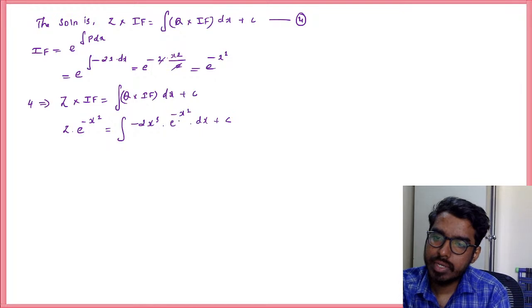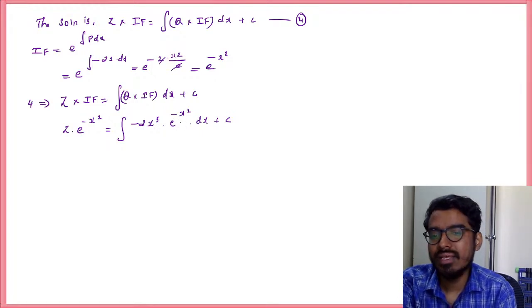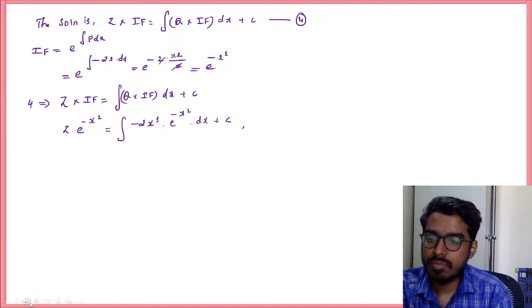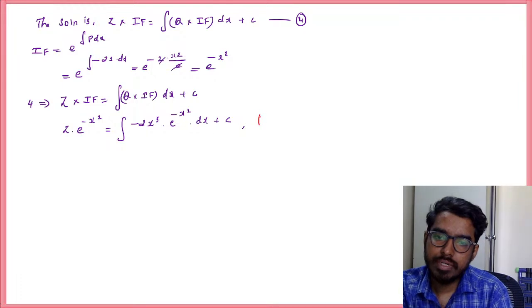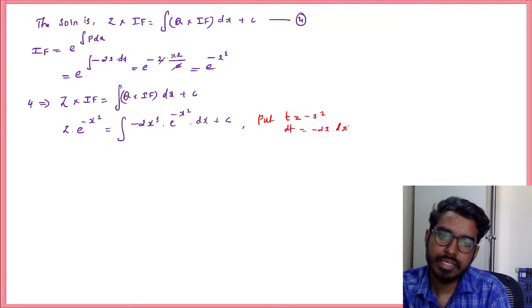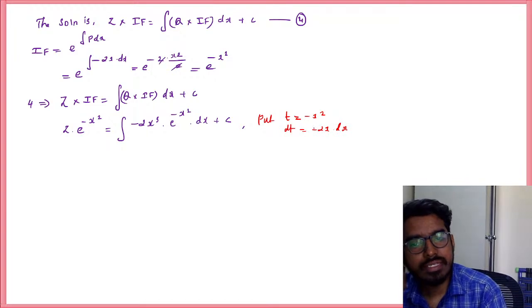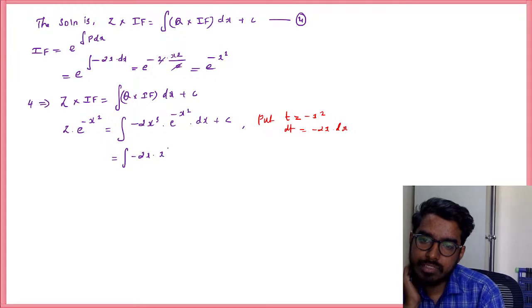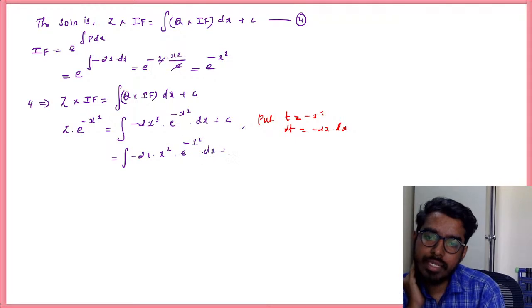What we can do is you can also assume t is equal to x square, or you can also do integration by parts, right? Or you can also use some substitution here. So put t is equal to minus x square. Therefore dt will be minus 2x dx, right? Minus 2x dx. So this can be written as minus 2x into x square, right? I'm just writing x cube as x into x square, e power minus x square dx plus c.